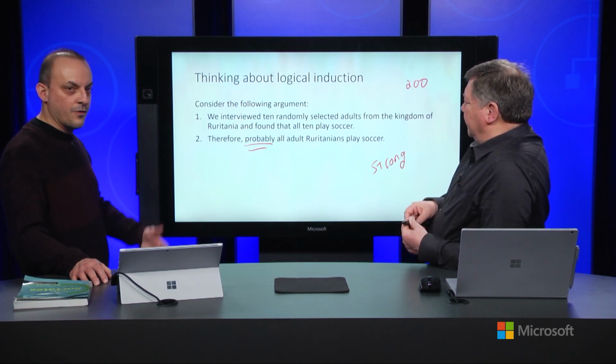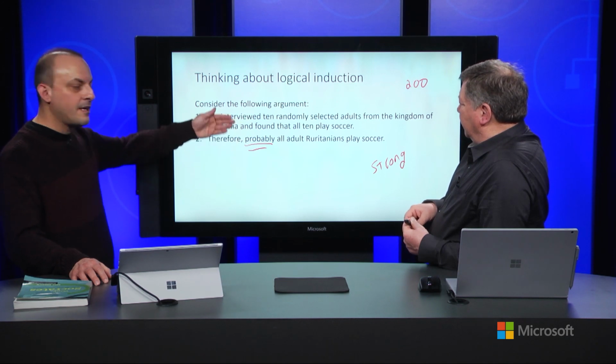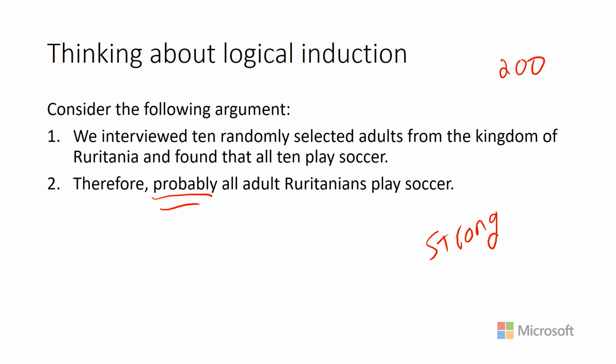Okay. So hopefully, again, pause the video, look at the argument if you're not seeing it, and see if you can see why that probability is what it is. They're randomly selected. They all play soccer. It's not specifically calling out men or women. It's just a sampling of all the adults.